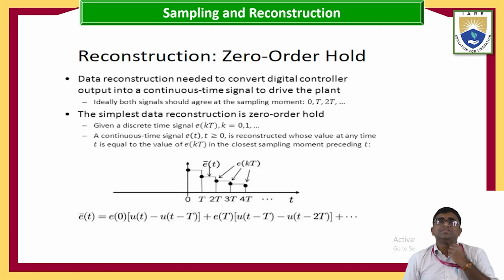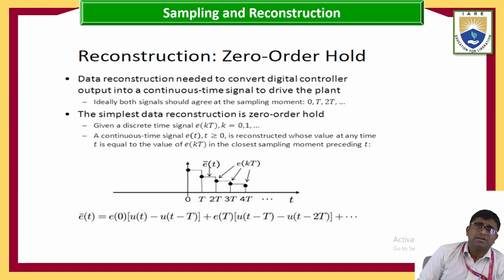Next, reconstruction. When the reconstruction is coming, whenever there is a zero order hold, then only the reconstruction will be coming. Data reconstruction is needed to convert the digital controller output into a continuous time signal to drive the plant. What is the reconstruction? Whatever data is coming there is reconstructed to convert the digital computer output into a continuous time signal. It is called reconstruction.